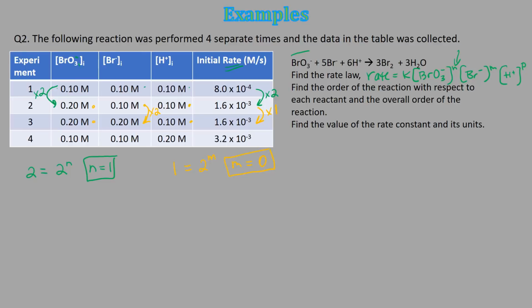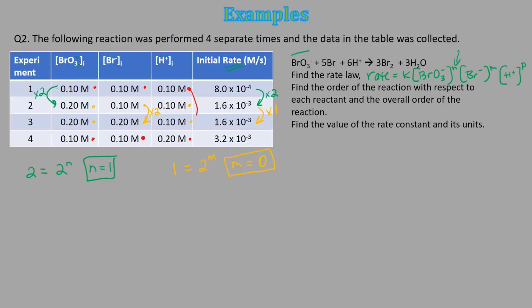And then for my last one, for hydrogen, I need to find 2 experiments that I can use where bromide and bromate are both staying constant. So if you look at the data table, can't use 3 and 4 because both bromate and bromide are changing. I can't use 2 and 4 because bromate is changing. The only ones that I can use is 1 and 4, because that's where bromide is staying constant and bromate is staying constant.